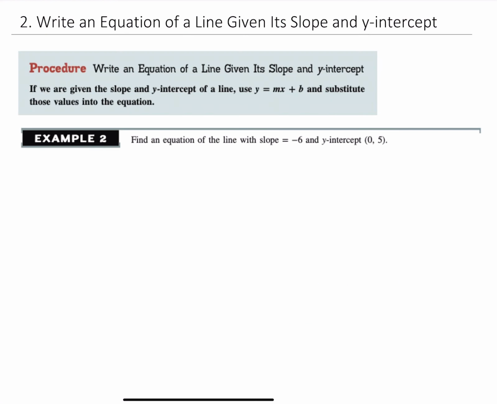All right, let's look at our next example. So this is writing the equation of a line given its slope and its y-intercept. And that already sounds like slope-intercept form. So we have our general slope-intercept form, y equals mx plus b. Let's remember what that looks like.